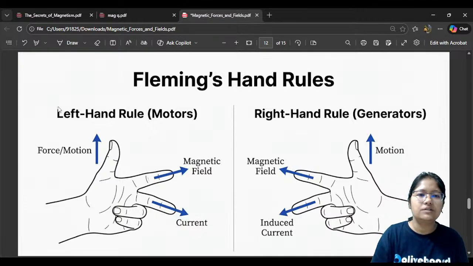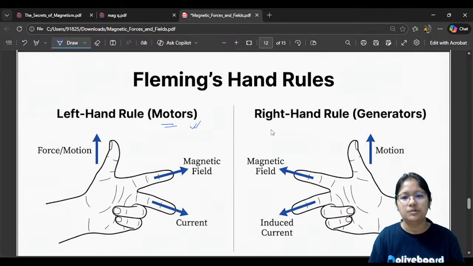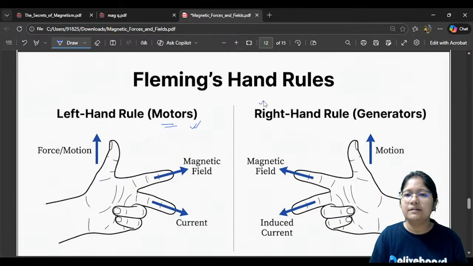Okay. So that is your left hand rule, and it applies to the motors. Where does it apply? Applies to the motors. Okay. What is the right hand rule for the generators?